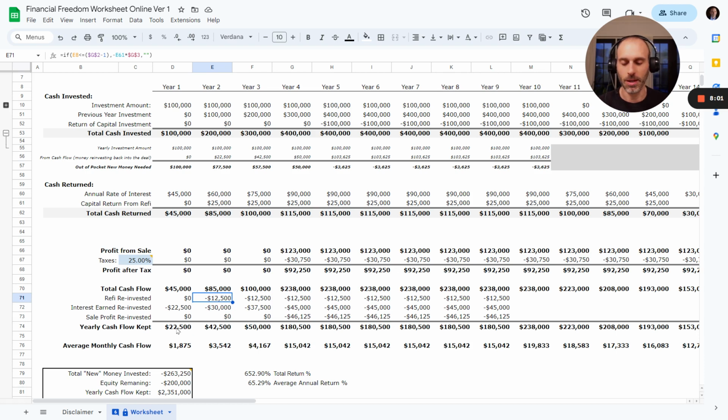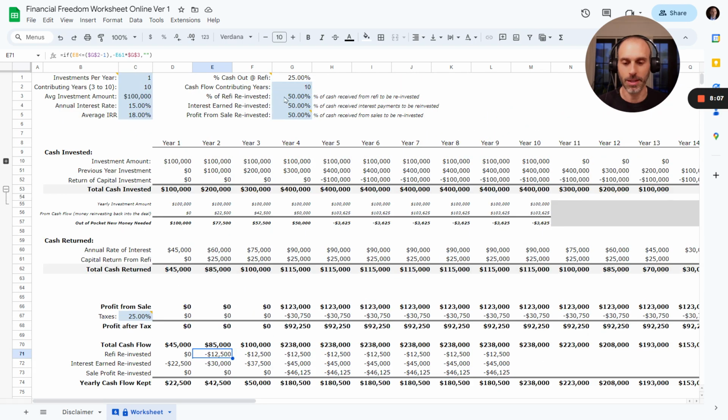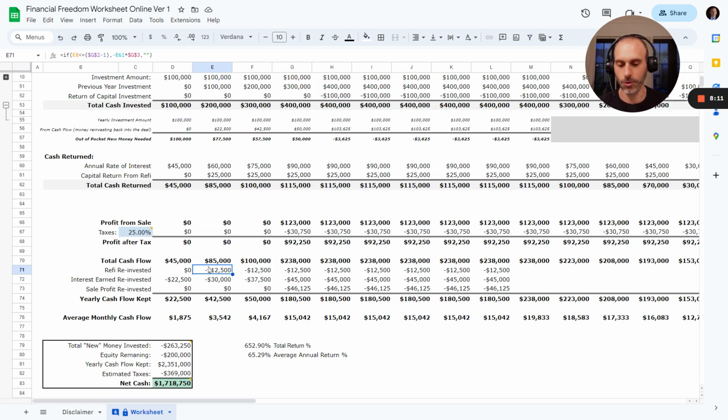And so this is showing you how much annual cash flow you're actually being able to keep, because again, only half of it is going back in, the other half you keep. And it counts towards you. And then we average out what the average monthly cash flow is for that year. And so you could see, starting out in year 1, the average cash flow is a decent amount of money, $1,800. And that would grow up to be a significant amount of money as time goes on.